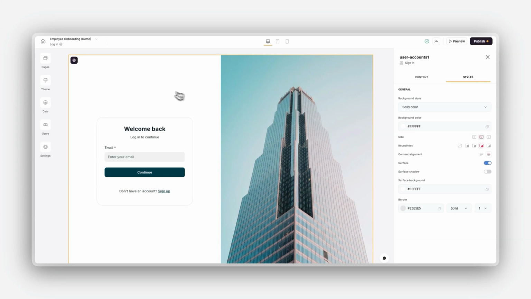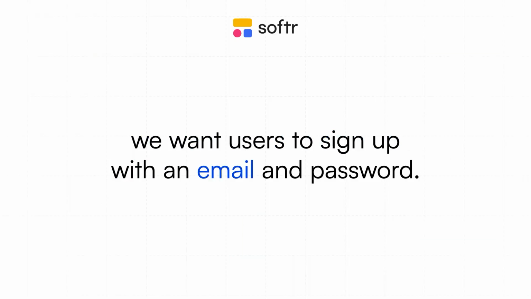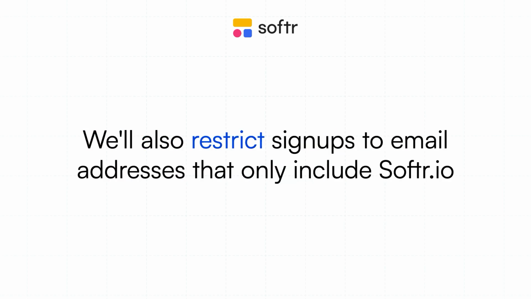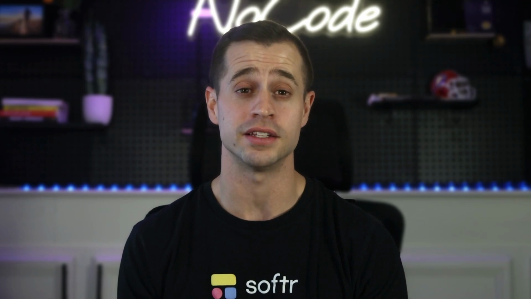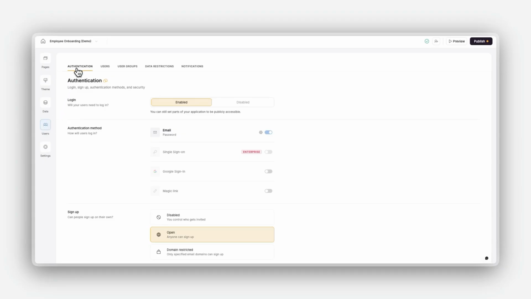For our specific application, we want users to sign up with an email and password. We'll also restrict signups to email addresses that only include softr.io and automatically log users out every 7 days since our app contains sensitive business information. To configure those settings, let's click on the user area in your app builder, then go to the authentication tab.